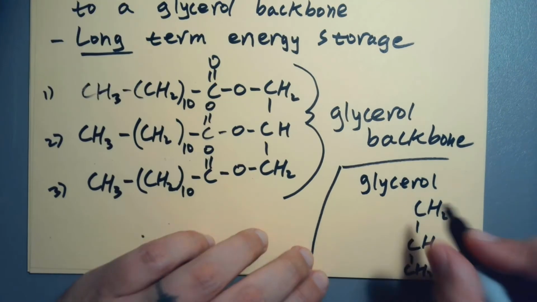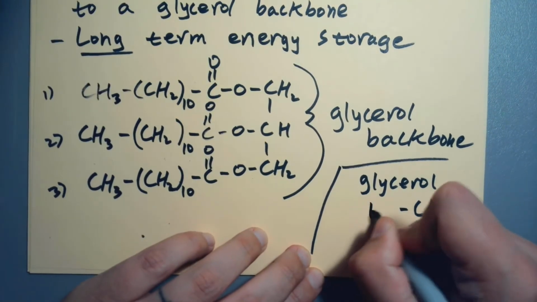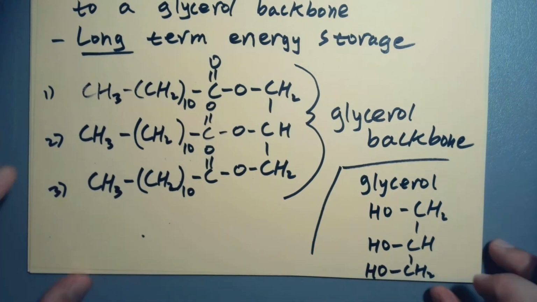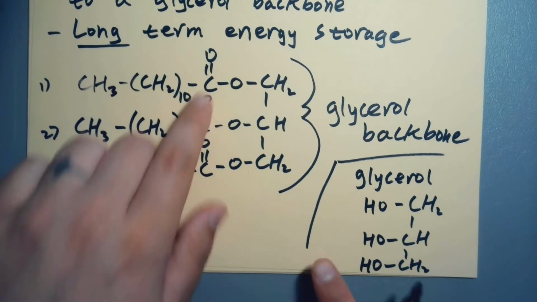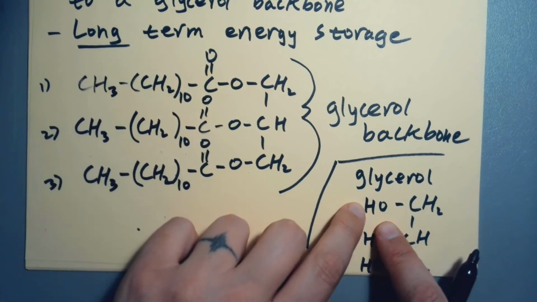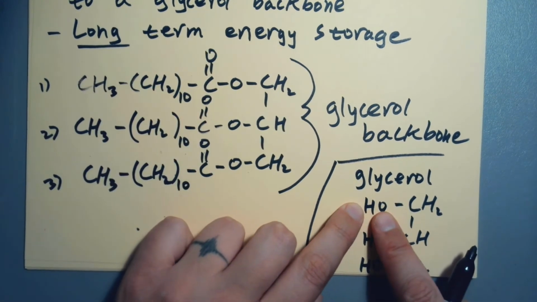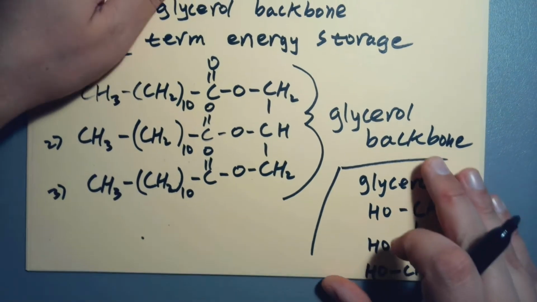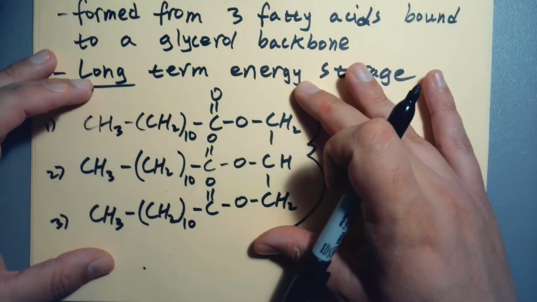So it's a 3-carbon chain, and on every carbon is an alcohol group. And so guess what we can do? We can take a fatty acid with its carboxyl group, perform a condensation reaction with the alcohol group on a glycerol. We do that 3 times, and we have ourselves a nice energy package here.